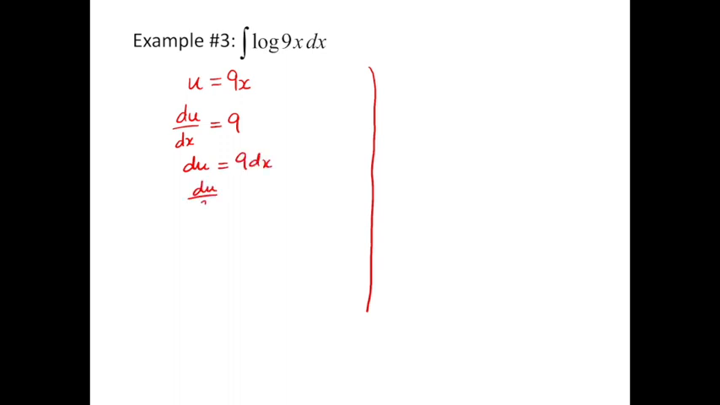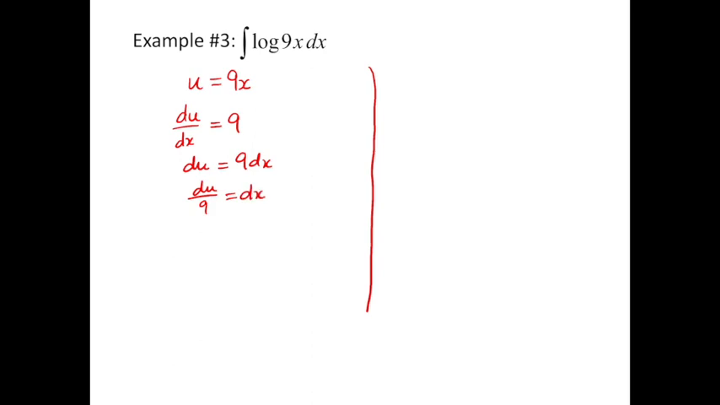Now we have log of 9x. And I'm going to look at two ways that we could approach this one. First one I'll look at is using substitution. So I'll just split down the screen here to look at our two methods. So the first one would be using substitution, so letting u equal 9x, taking the derivative of that, du by dx is equal to 9, so then du equals 9 dx, or du over 9 is equal to dx.